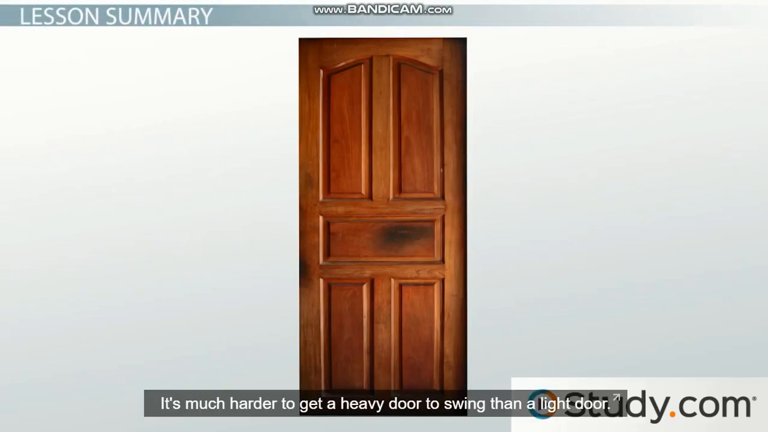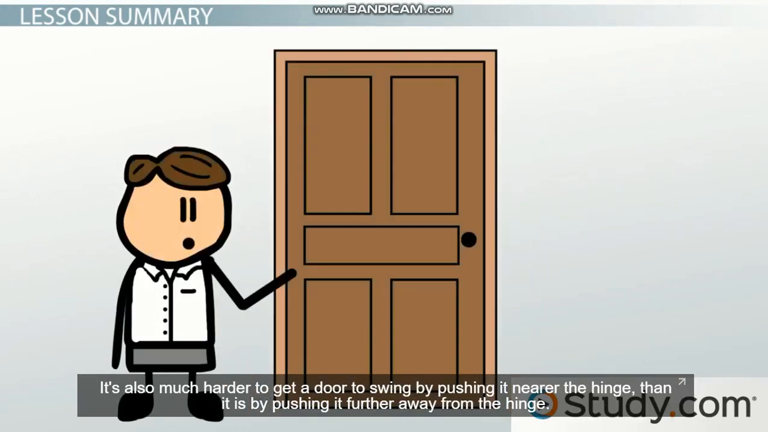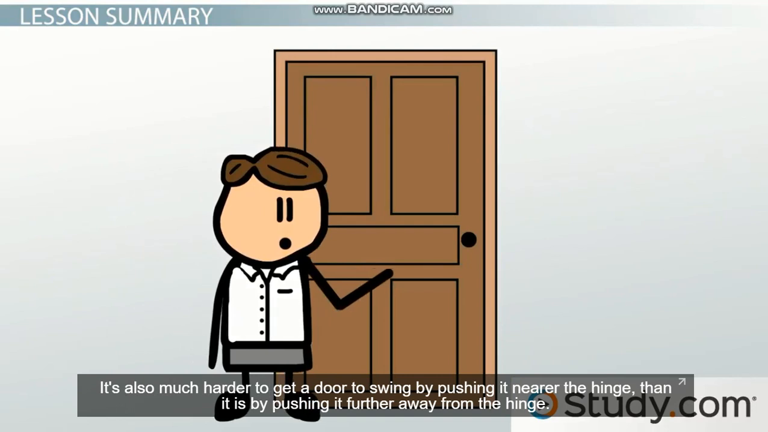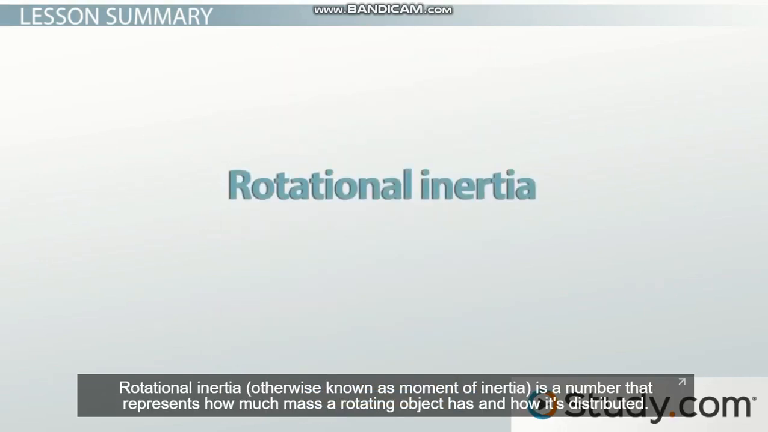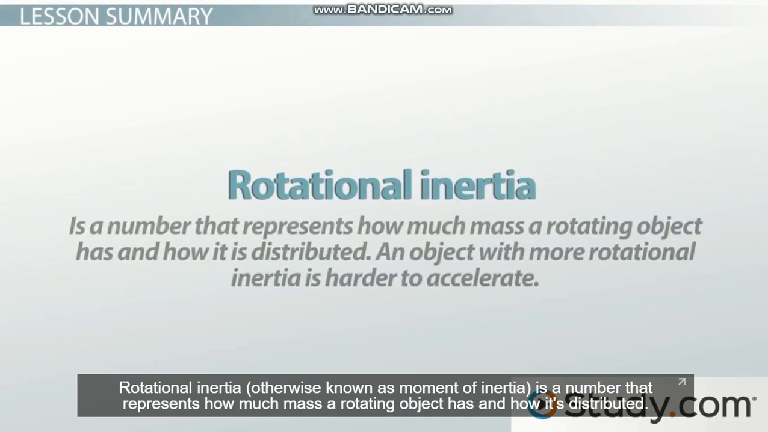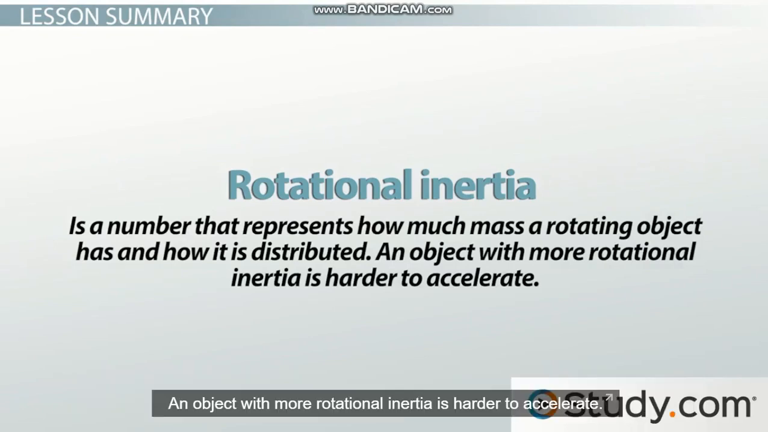It's much harder to get a heavy door to swing than a light door. It's also much harder to get a door to swing by pushing it nearer the hinge than it is by pushing it further away from the hinge. A heavy door has more mass, and a large door has more mass away from the hinge. Because of both these things, we can say that it has a greater moment of inertia. Rotational inertia, otherwise known as moment of inertia, is a number that represents how much mass a rotating object has and how it's distributed. An object with more rotational inertia is harder to accelerate.